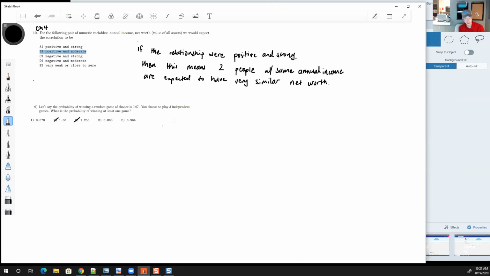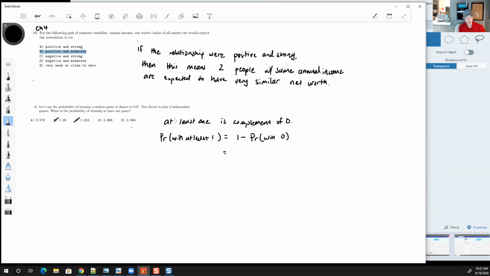So, at least one is the complement of 0. Okay, so either we will win at least one or win none. So we're going to say the probability of winning at least one is going to equal 1 minus the probability of winning 0.